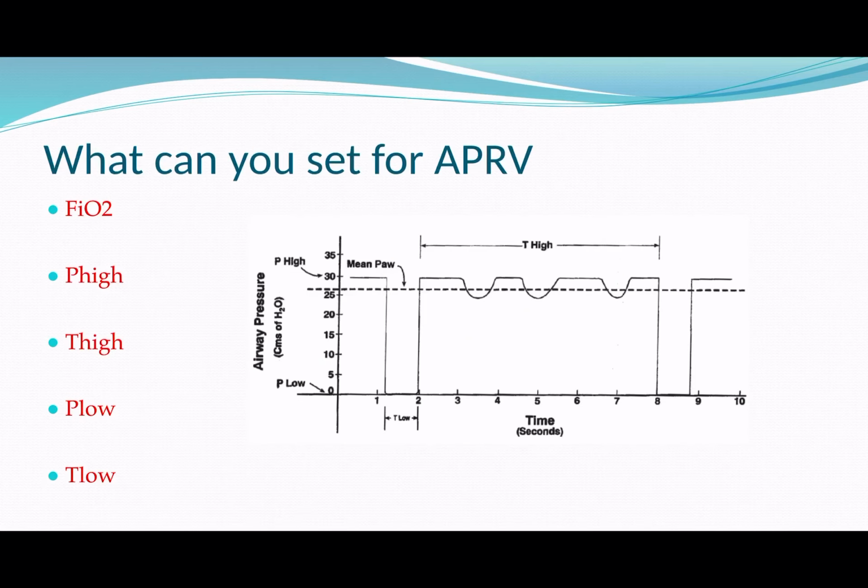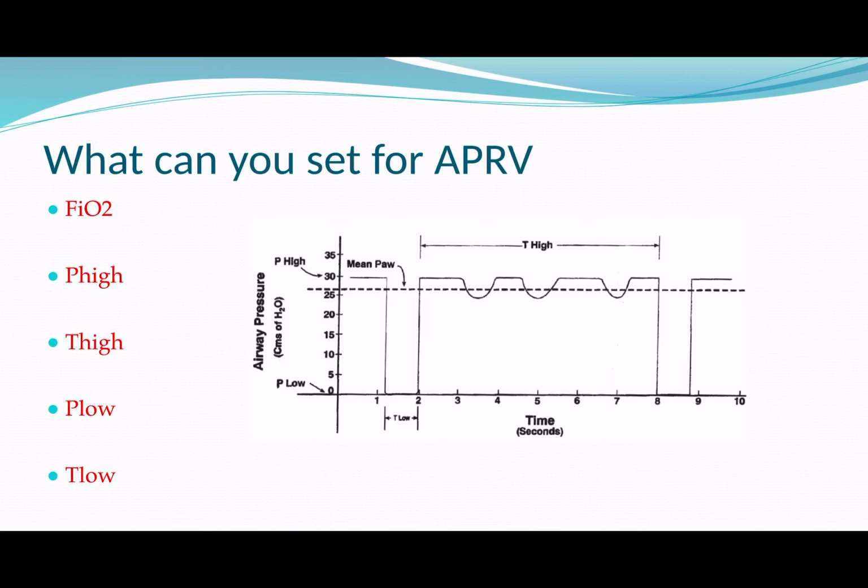So what can you set in APRV? There's only really 5 things that you can set. The first is the fractional inspired concentration of oxygen. The second thing is the pressure at the high level and the amount of time that you're at that high level. The pressure at the low level is always set at 0 or as near to 0 as you can. And the reason for that is you want to try and maximize the pressure gradient so that you get the maximum amount of gas released with any one release phase.